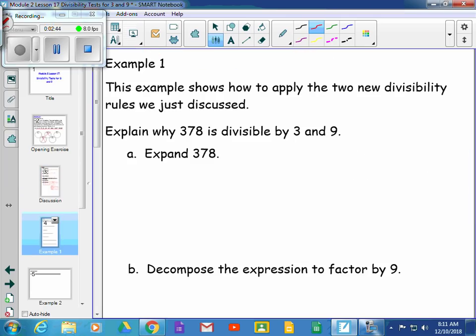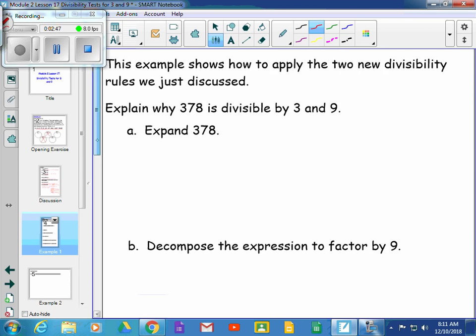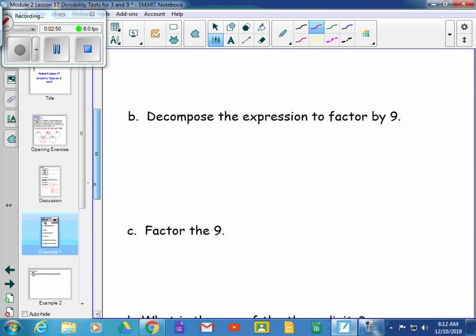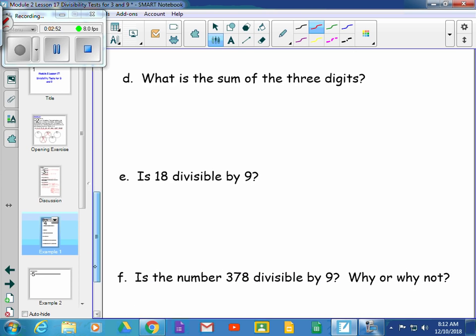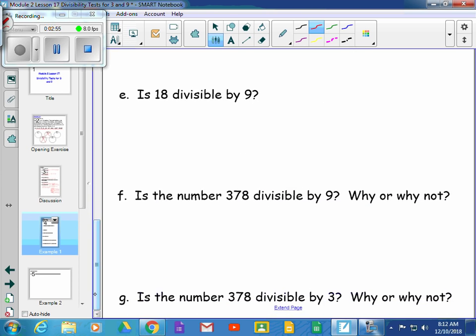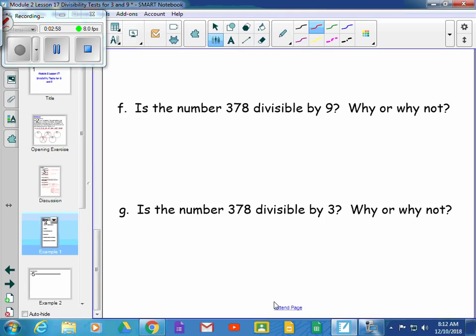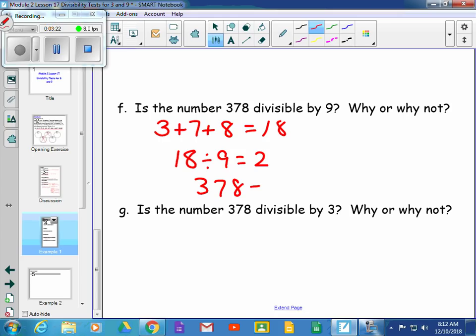Now let's look at some of the examples. We're going to skip part of some of these examples. This first example, I want you to skip all the way down to letter F. It asks, is the number 378 divisible by 9? Why or why not? Well, let's use the rule. Add the digits, and when we do this, we get 18. 18 can be divided by 9. Get 2. So that means that 378 can be divided by 9.